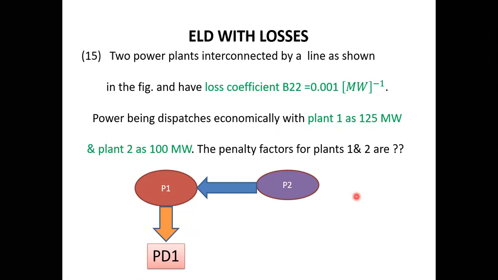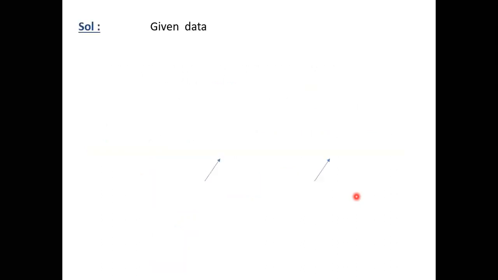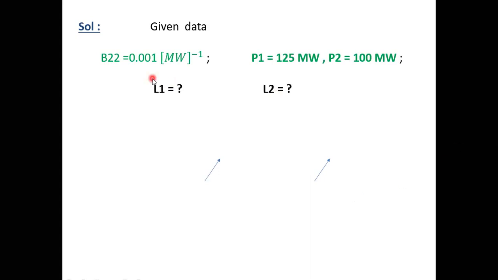Okay, let's try to solve this problem. First, write the given data. What is the given data here? B22 coefficient and P1 is equal to 125 megawatt and P2 is equal to 100 megawatt. So by using the given data, we need to find out L1 and L2. So here L1 is nothing but the penalty factor of power plant 1. L2 is nothing but the penalty factor of plant 2.